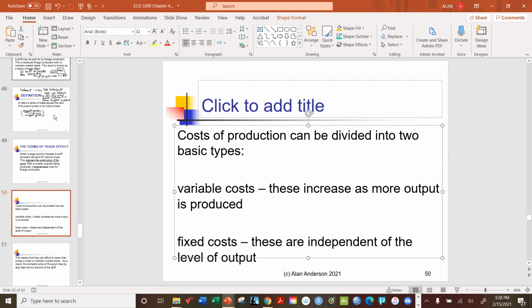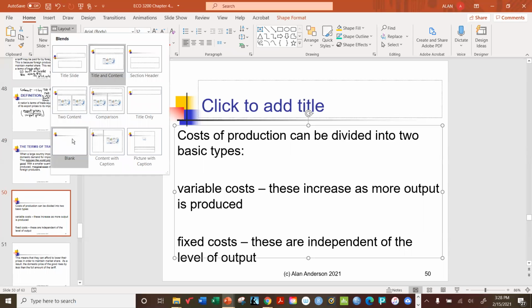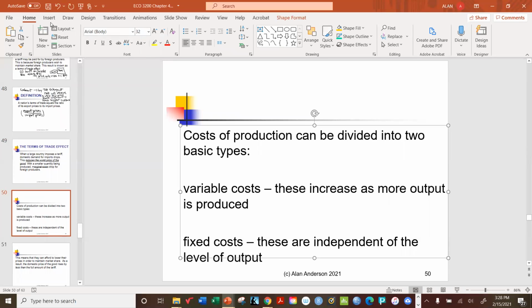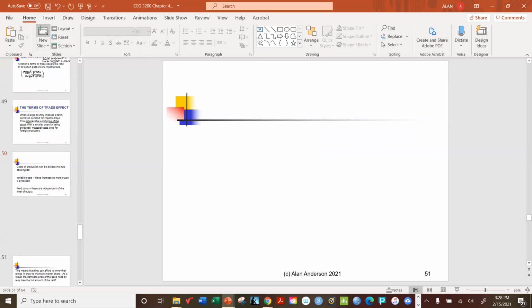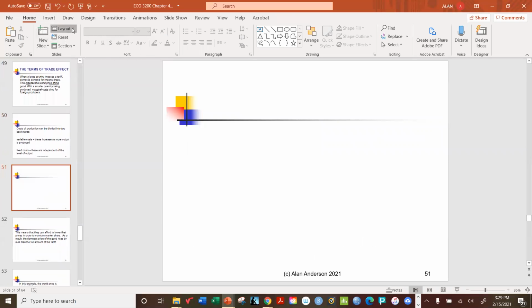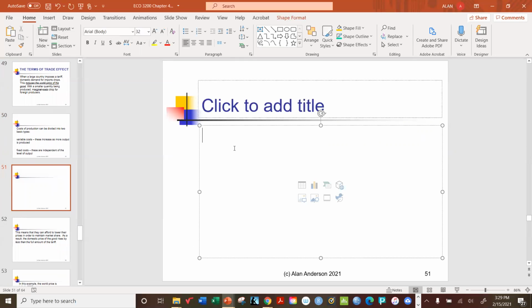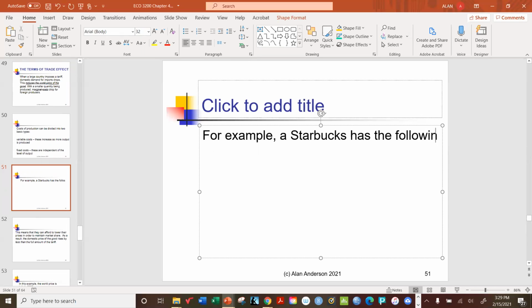So let me just show you a few quick examples of this. Let's say that, think of an example. For example, a Starbucks has the following costs. All right, now imagine if they don't own the building that they're using, but they're renting it.